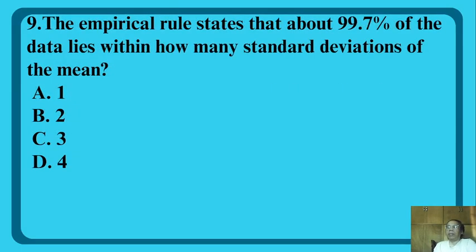MCQ number 9. The empirical rule states that about 99.7% of the data lies within how many standard deviations of the mean? Letter A, 1. Letter B, 2. Letter C, 3. Letter D, 4.